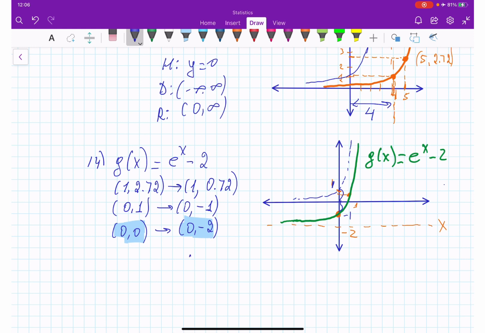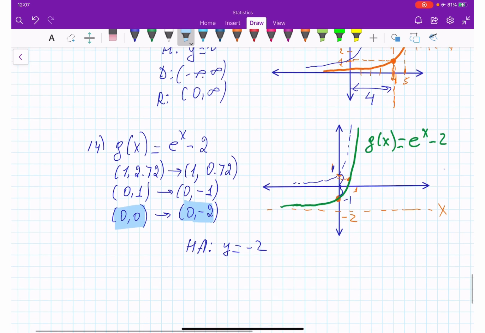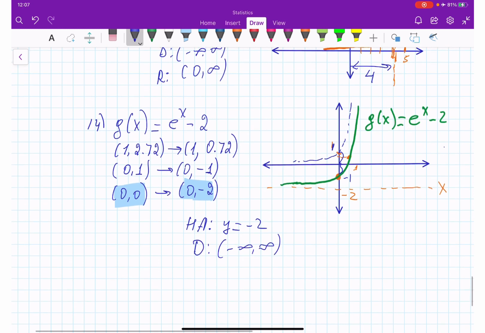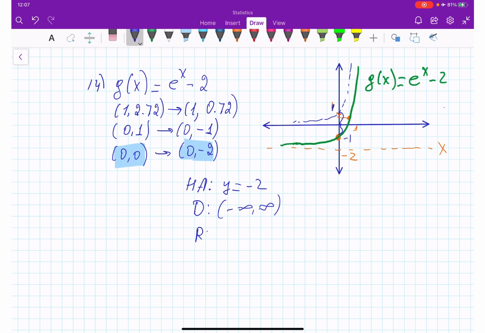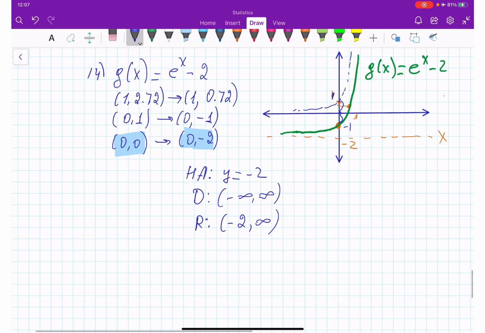What is my horizontal asymptote? I just mentioned it, right? Negative 2. Wherever you shift this 0, 0, that will become your new asymptote. And then domain, negative infinity, positive infinity. I will sing this domain after a while. And range is obviously from negative 2 to infinity. And negative 2, we don't put in square bracket because 2 is not included. It's greater than. Yes? Okay.